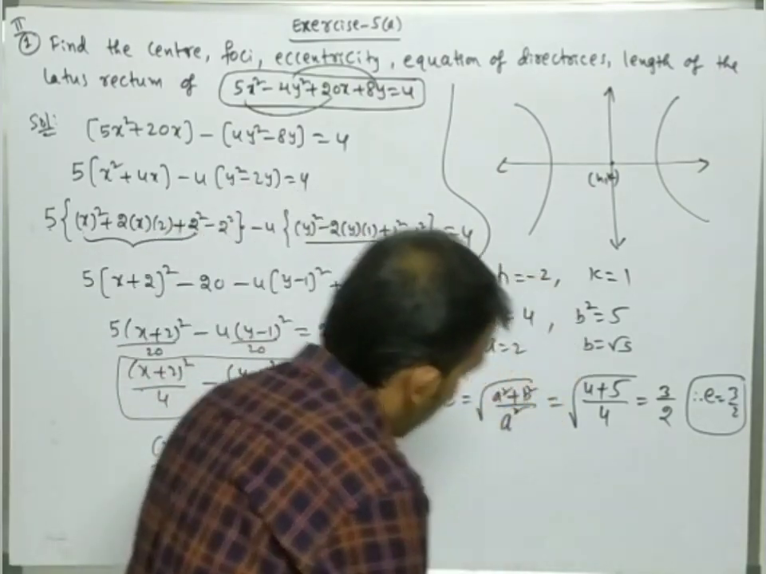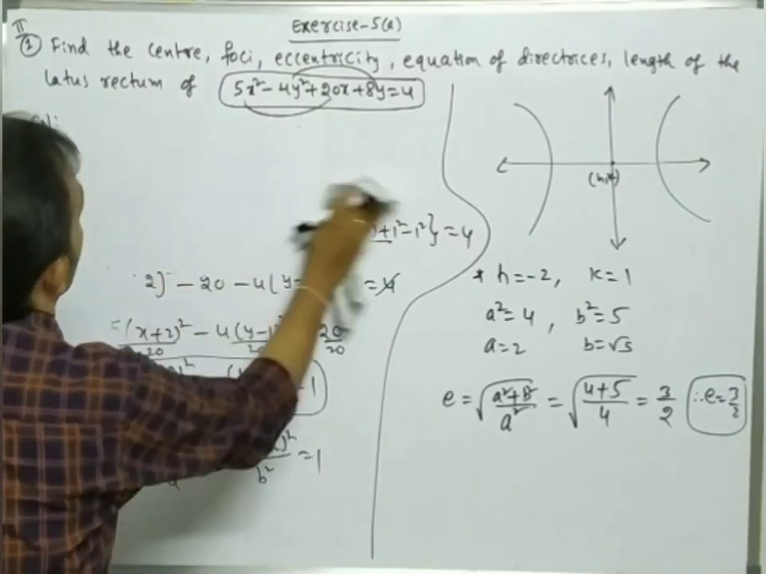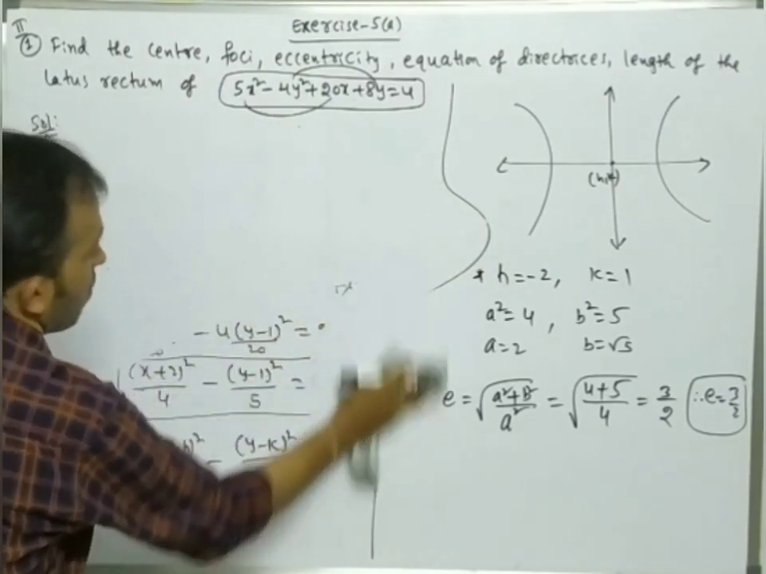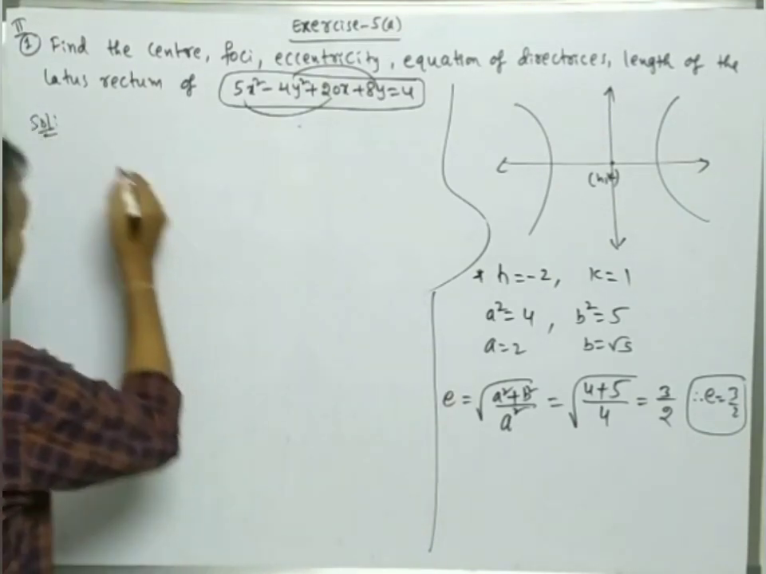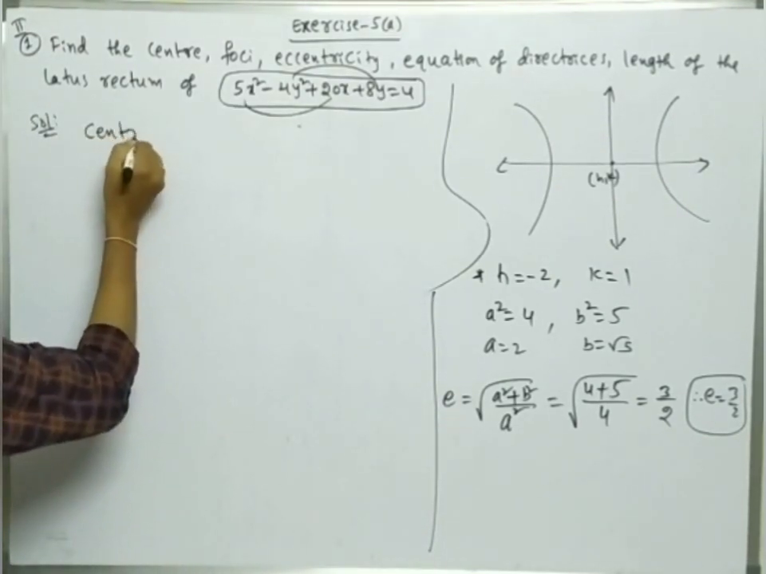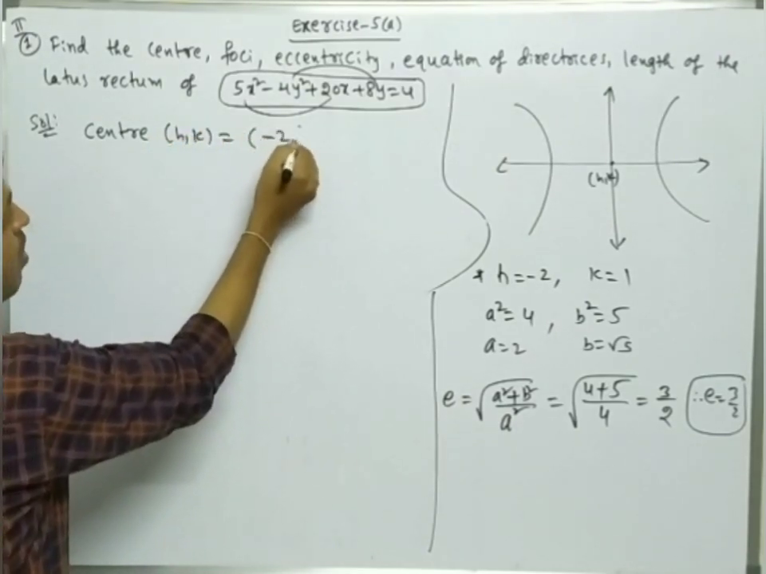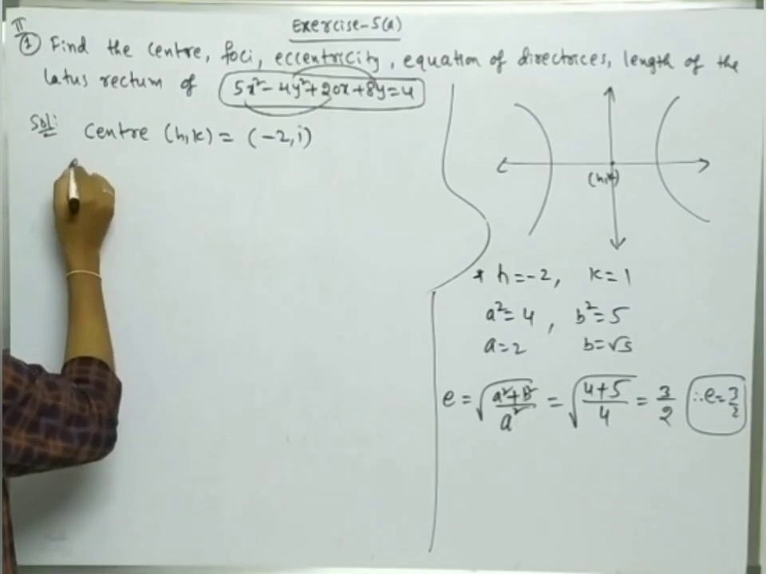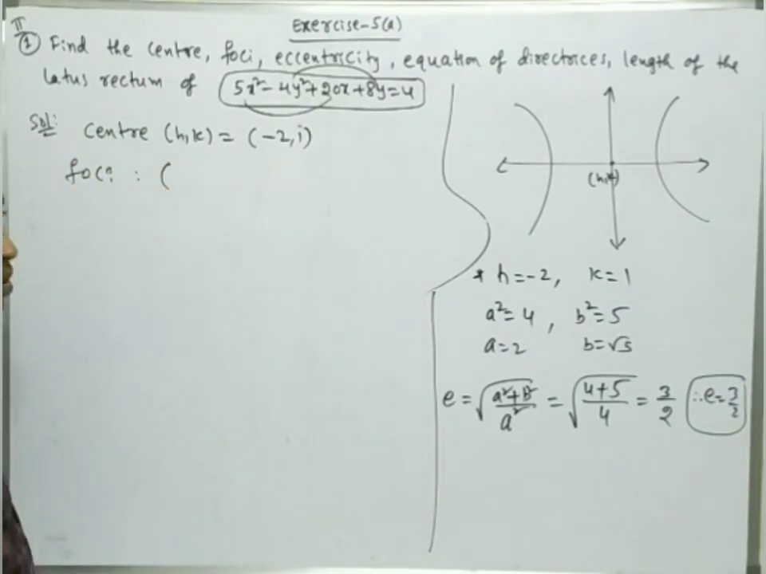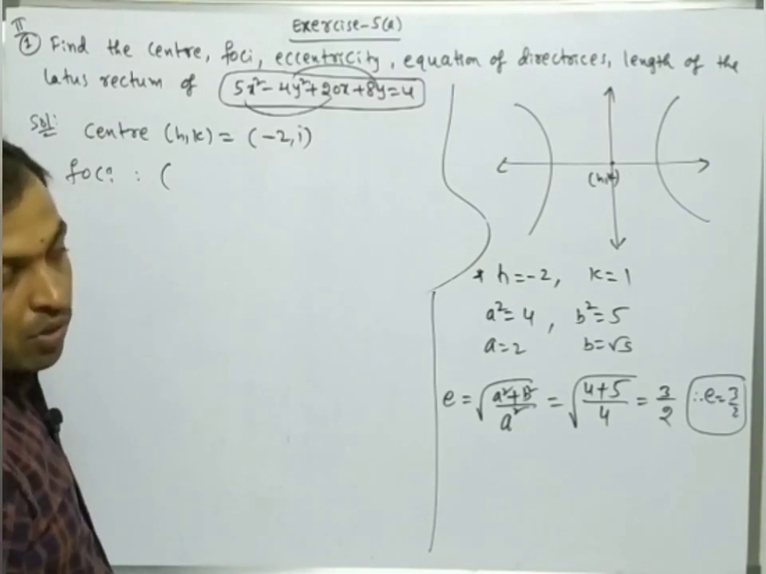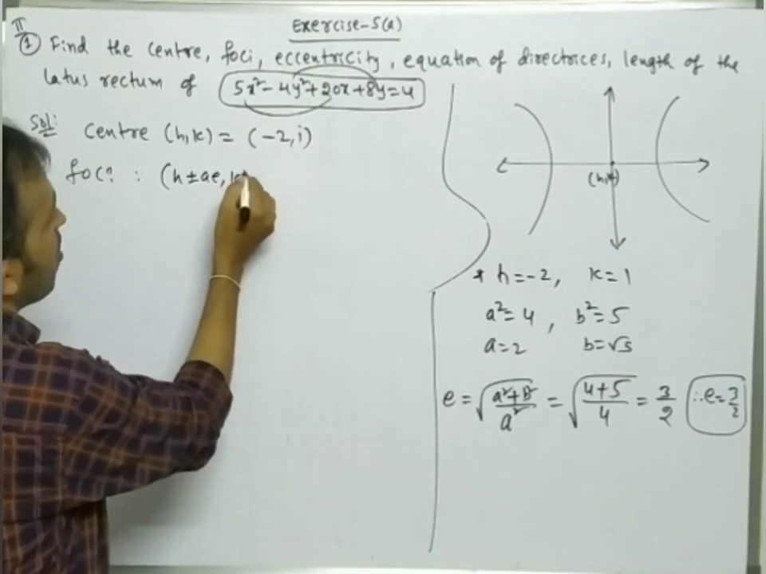Next, the remaining terms we should find. First one, center. What is the formula for center? h comma k, right? So the center is h comma k, that means minus 2 comma 1. And foci is actually plus or minus ae comma 0. Here add h units, that means h plus or minus ae comma k.